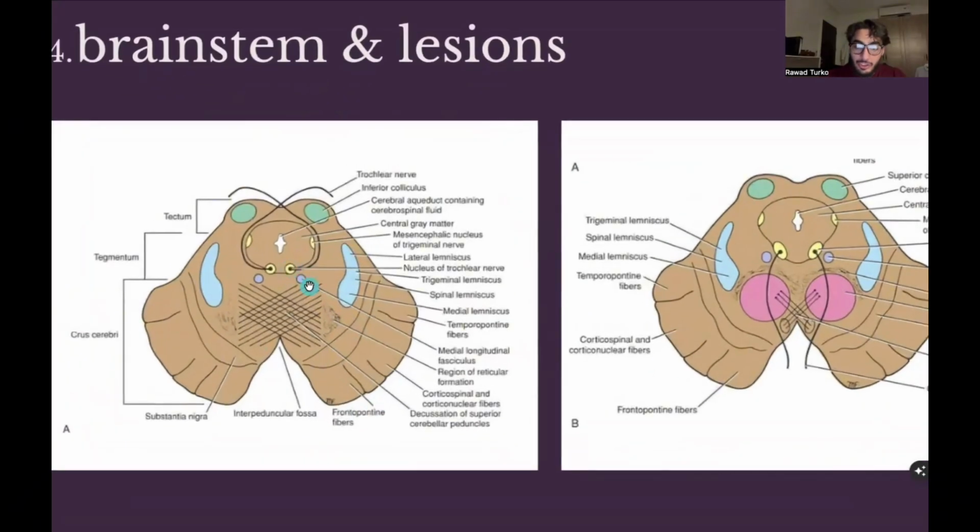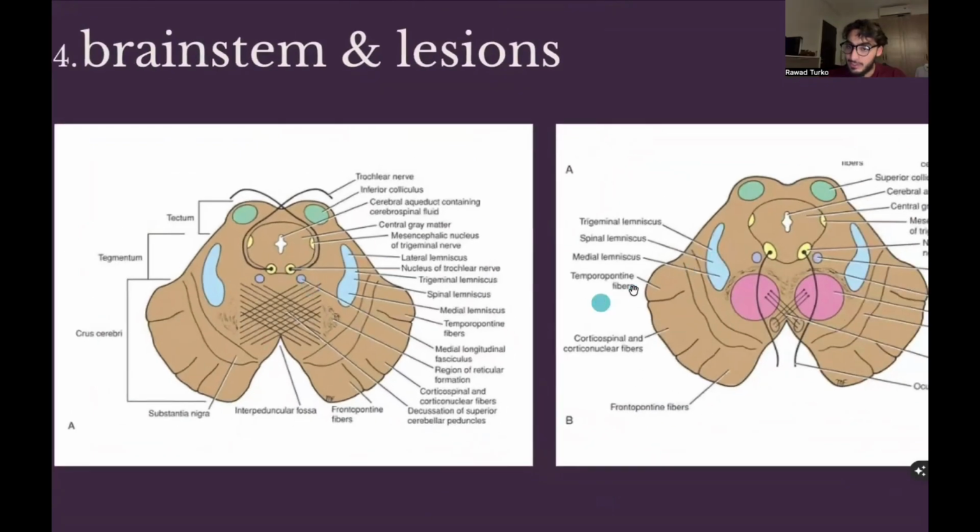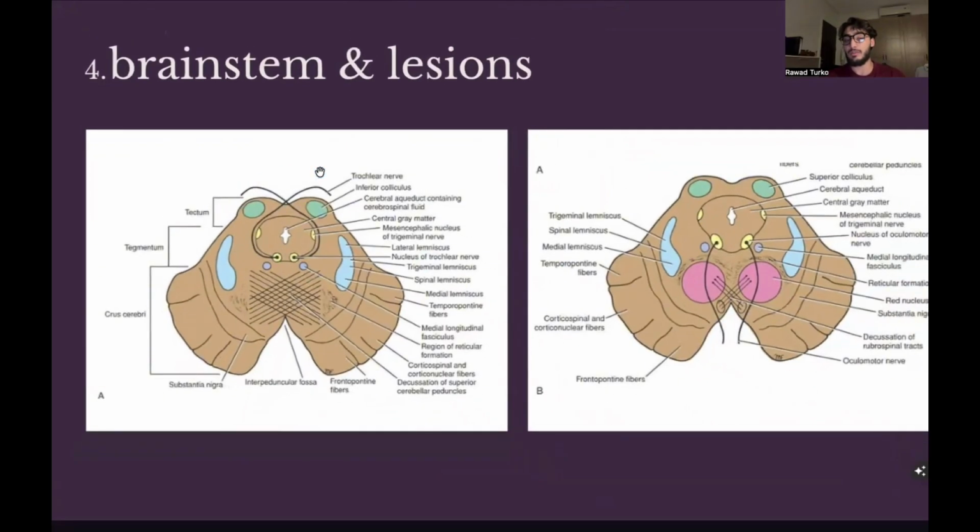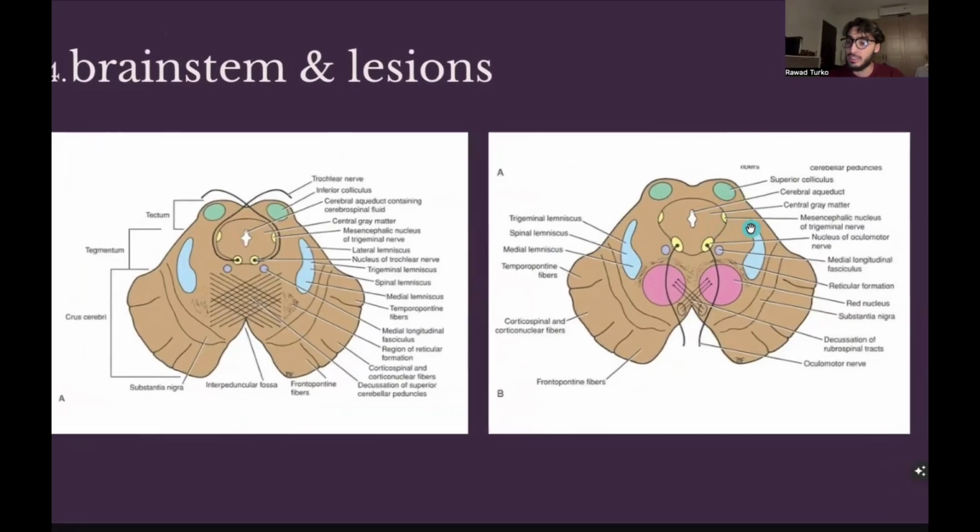You have here your Edinger-Westphal nucleus, I think it's right here. Yeah, the Edinger-Westphal nucleus. And again, this is the nucleus of the trochlear nerve. You'll see, because the trochlear nerve is exiting out the posterior side of the midbrain, it wraps its way around anteriorly. Here you have your inferior colliculus, and then here at the higher level, you have the superior colliculus, and you have the cerebral aqueduct.